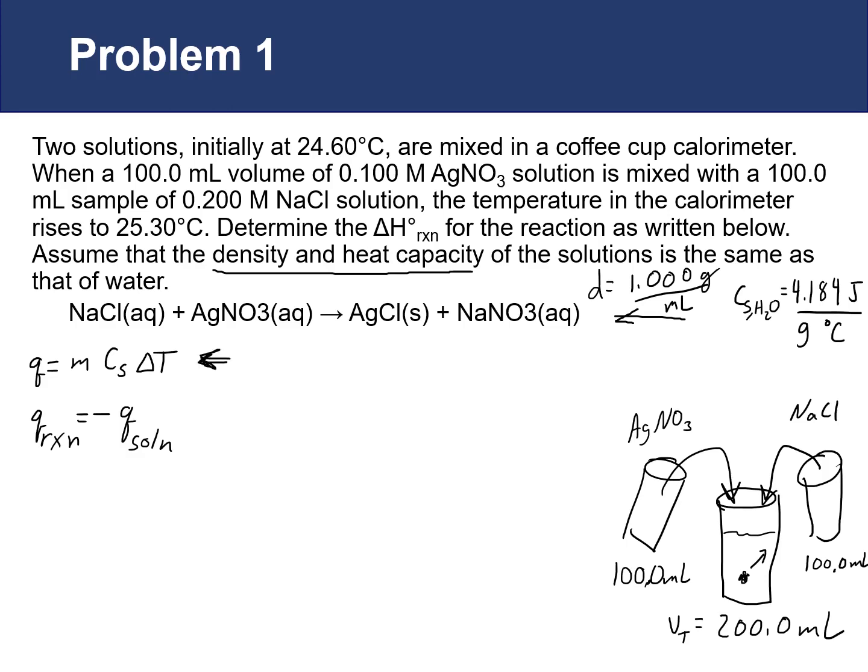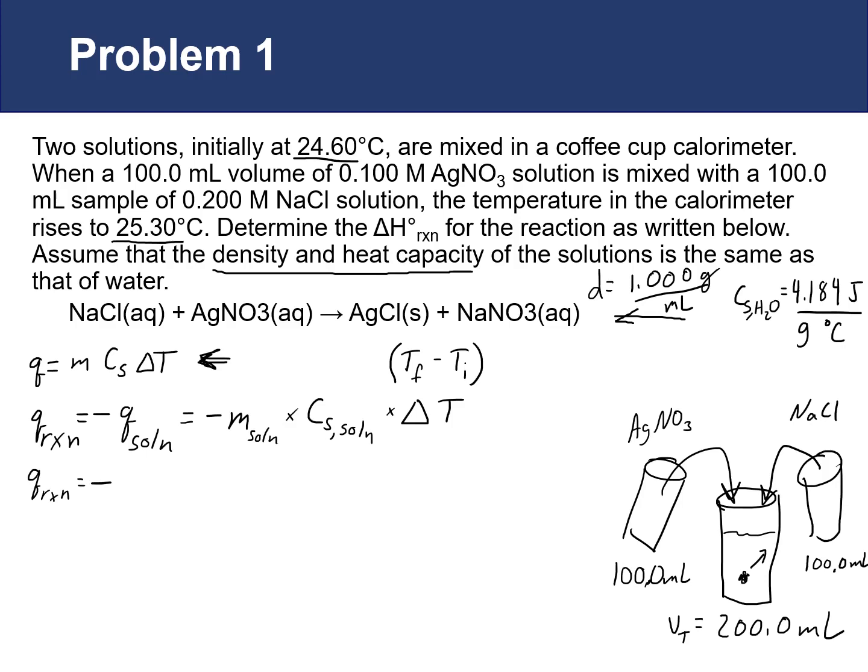We can then replace our Q with our heat capacity equation, which would be minus M, and this is solution, times the heat capacity of the solution, times our change in temperature, which is T final minus T initial. Right, so we have our final temperature, 25.30, our initial temperature, 24.60, and so that will give us our change in temperature.